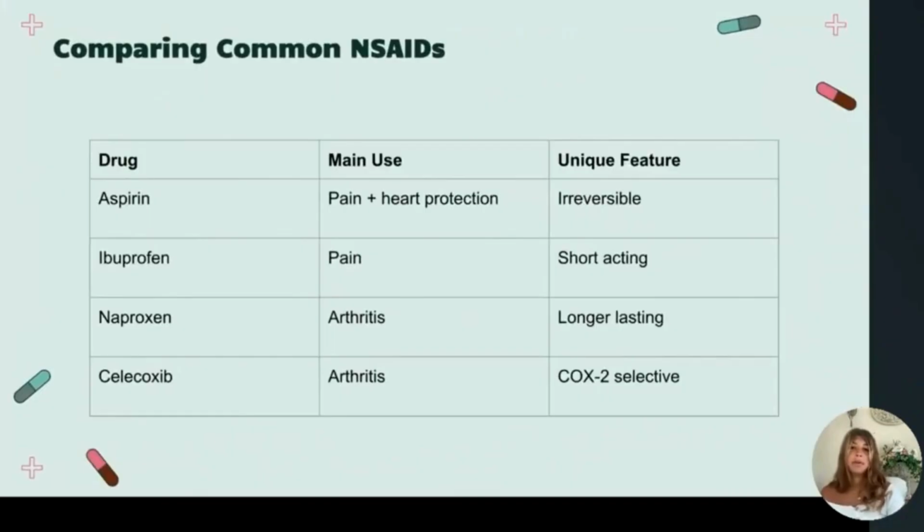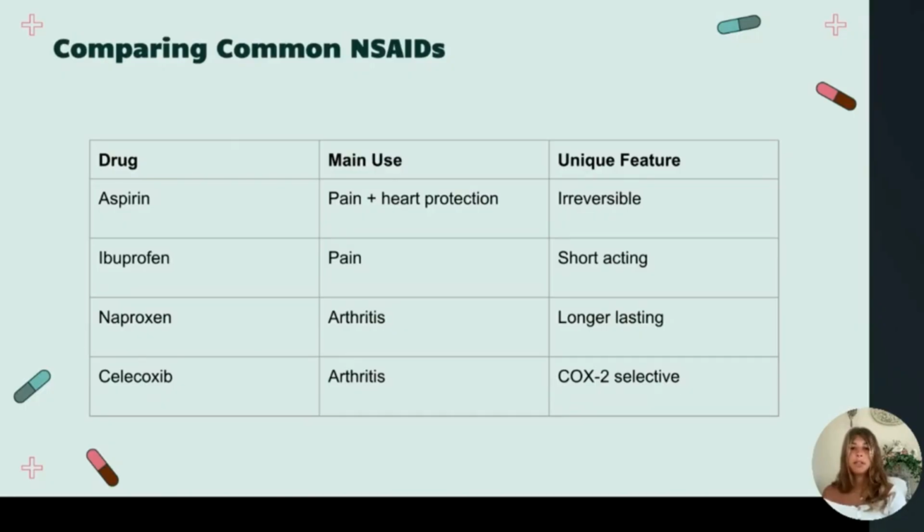The following table compares 4 common NSAIDs that I talked about earlier. First is aspirin. Aspirin is unique because it permanently blocks the COX enzyme, which is why it's also used in low doses to help prevent heart attacks. Next is ibuprofen. It's one of the most commonly used NSAIDs because it's effective for many types of pain and inflammation. It's also available over the counter.